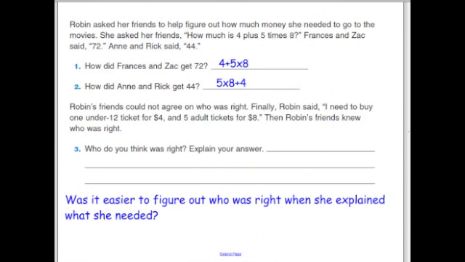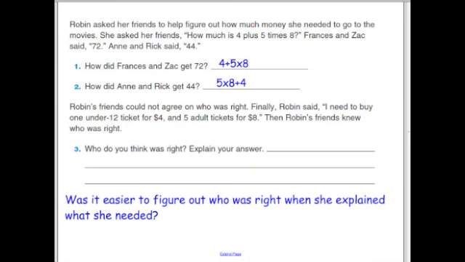So if we look at this next one, it says, Robin's friends could not agree on who was right. Finally, Robin said, I need to buy one under 12 ticket for $4 and 5 adult tickets for $8. Then Robin's friends knew who was right. Now it asks us, who do you think was right, and to explain our answer.